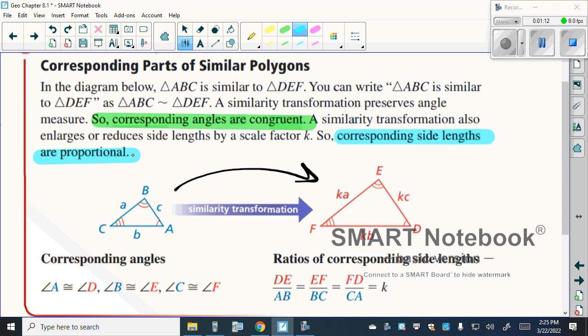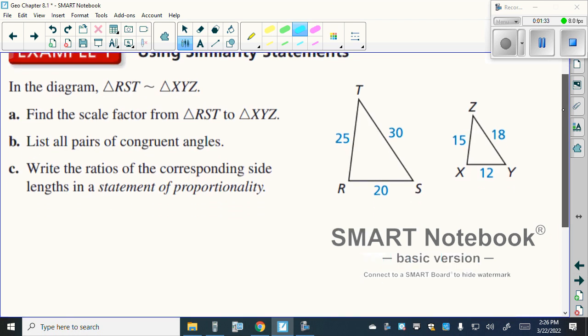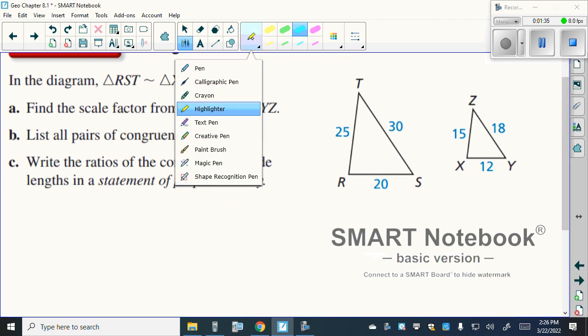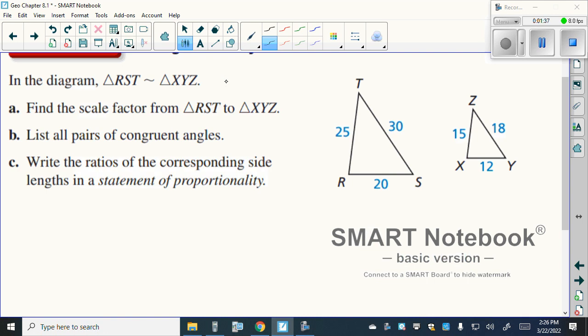Now, this scale factor K is going to be greater than 1 if the shape is getting bigger, if we're going from smaller to bigger. And the scale factor is going to be less than 1 if we're going from a bigger figure to a smaller figure. That's the main thing we're going to be talking about today: these scale factors, corresponding proportional sides, and the congruent angles.